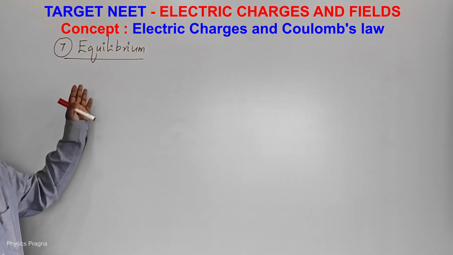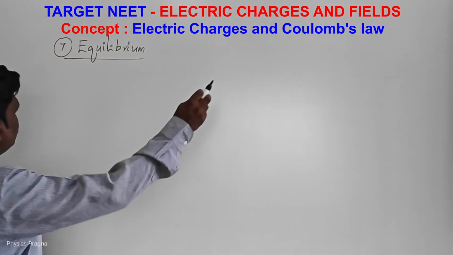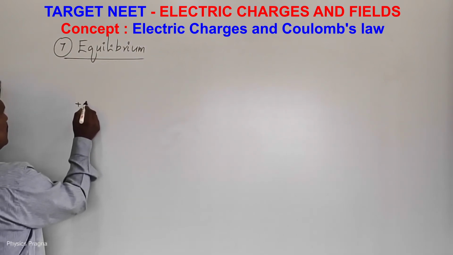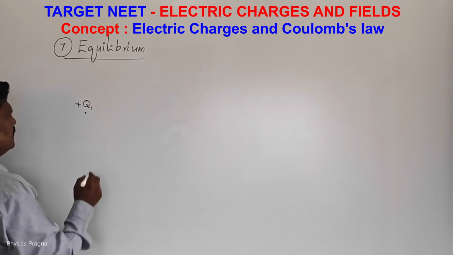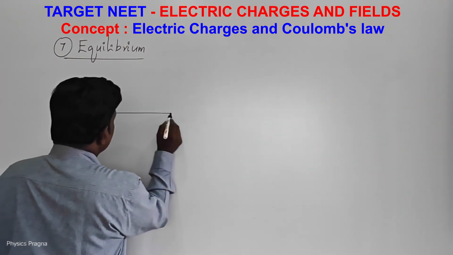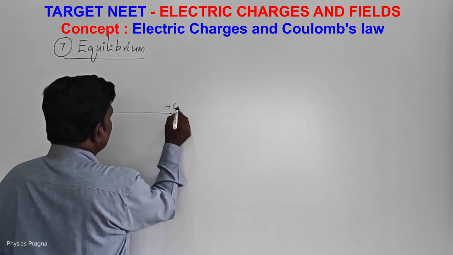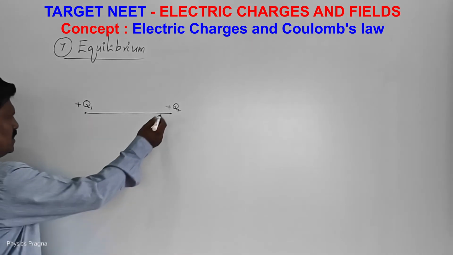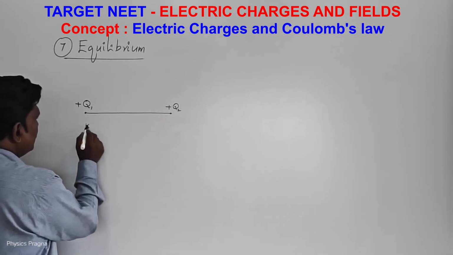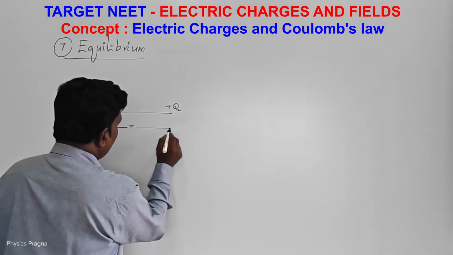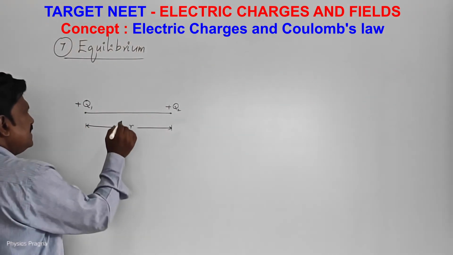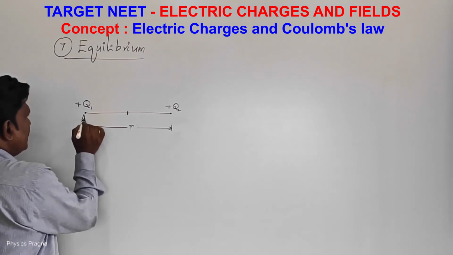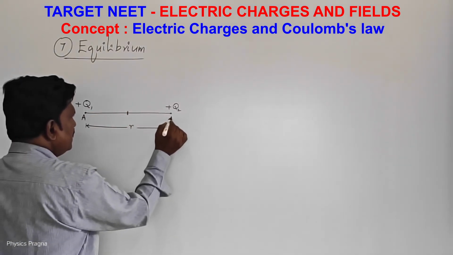Let us move on to equilibrium. Suppose two charges are there, plus q1, and at a distance plus q2, two charges are there, both are positive charges. Then the distance between them is r. Let us put at the middle. I will give some names: A, B.